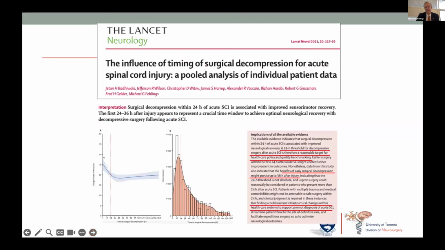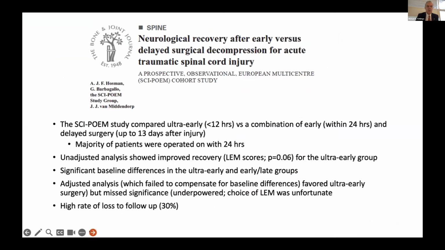Again, referring to our Lancet paper, we see that there's a dose-response relationship between the timing of surgical intervention and improvement in recovery. And I want to thank the reviewers who prompted us to do this analysis when we were going through the review process at the Lancet. So I want to make reference to this study that came out of Europe, and we do reference this study in our systematic reviews and guidelines. And this is the SkyPlum study.